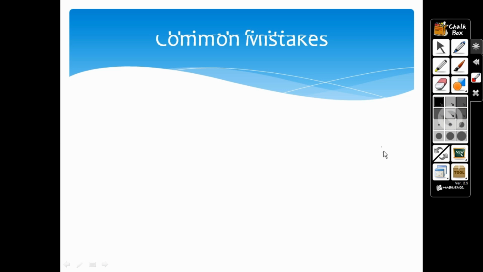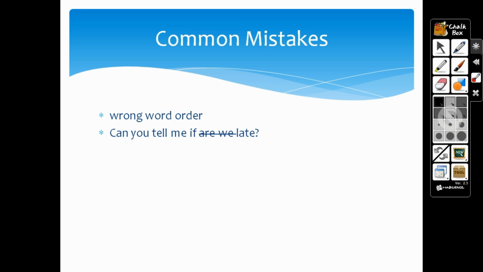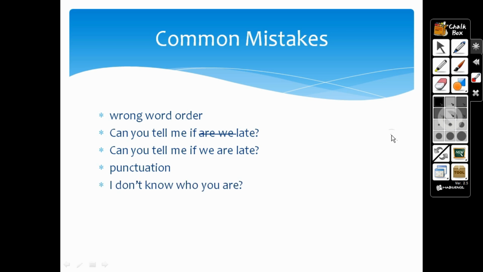Some common mistakes students often make. The wrong word order. Sometimes they will switch the subject and the verb and keep it like a question. So for example here, can you tell me if are we late? That's not correct. Switch the subject and the verb. Another common mistake is punctuation. Sometimes people forget to change the question mark to a period.